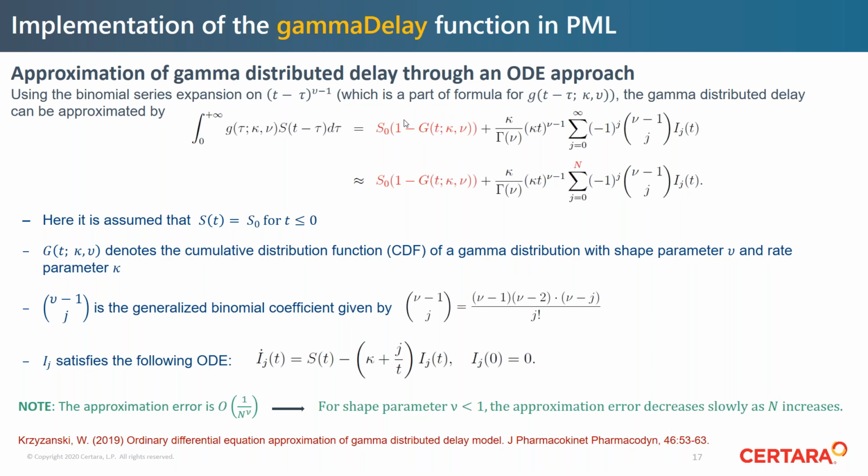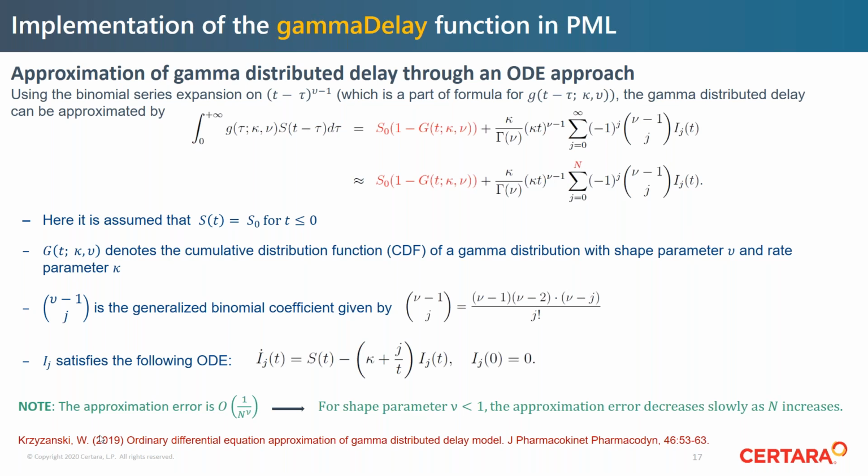The first term is just used to account for the history part. For the second term, this one is a generalized binomial coefficient given by this expression, and the I_j satisfies this ODE. So to approximate this convolution, you can just truncate this infinite series after n+1 terms. So this integral is just approximated by some ODEs.